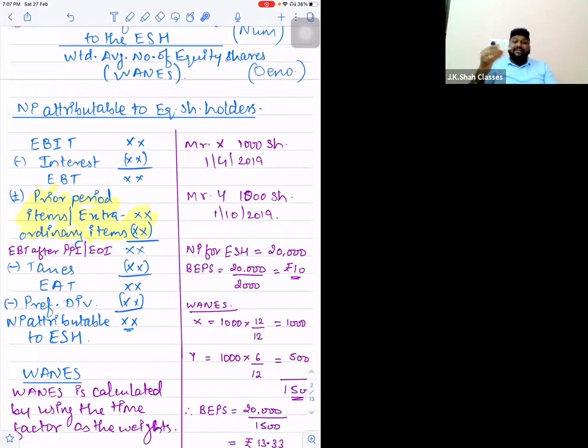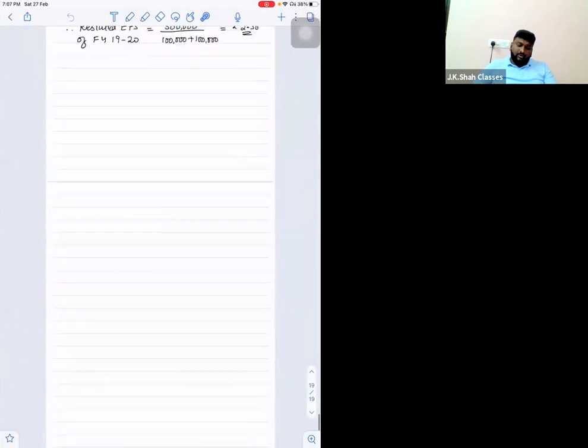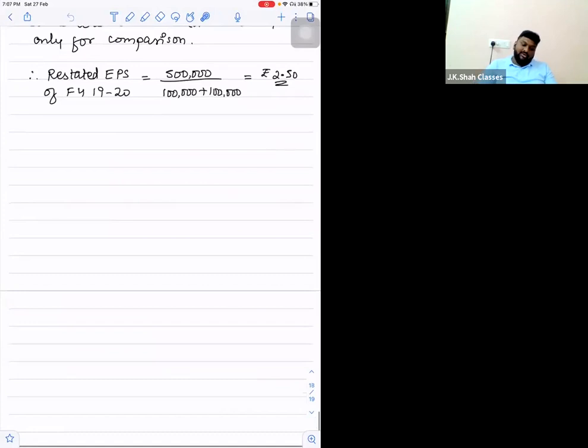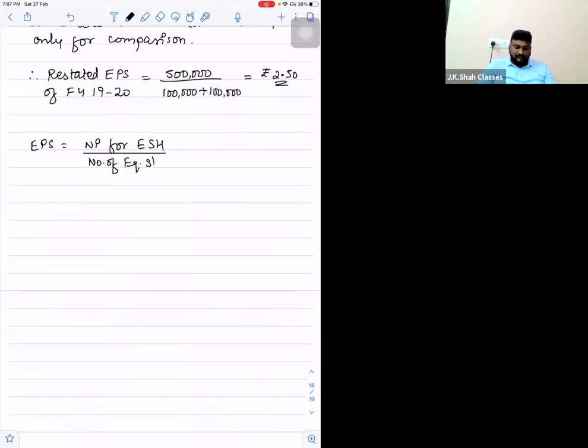Now, sir, in your financial management, FM, the formula that is used for calculation of EPS is actually simple. The formula over there is EPS equals NP attributable to the equity shareholder, that is why I've written in short, NP for equity shareholders, divided by number of equity shares, right? But in accountancy, don't copy this formula. This is your FM formula. But in accountancy, what formula is given? Weighted average number of equity shares.